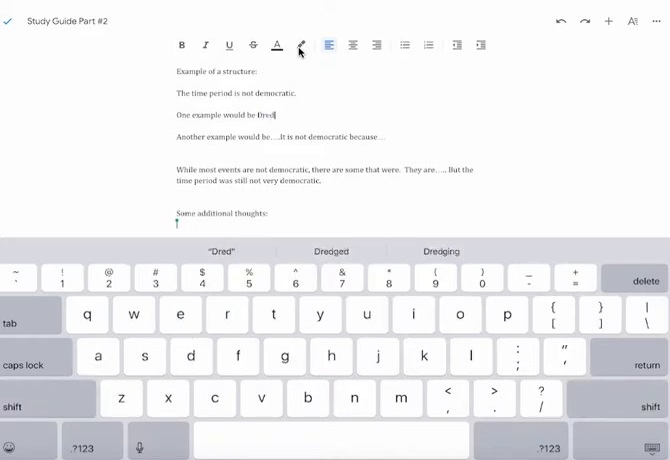Dred Scott ruling, then you would explain it was not democratic because, and then you would explain why it's not democratic. So you want to make sure that whatever example you use, it actually supports it. You don't need to describe a lot about each event because we're going to try to make this a short test, but you do need to describe how it relates to democracy, either being undemocratic or not.